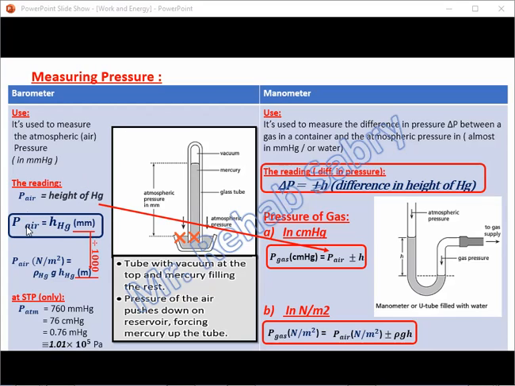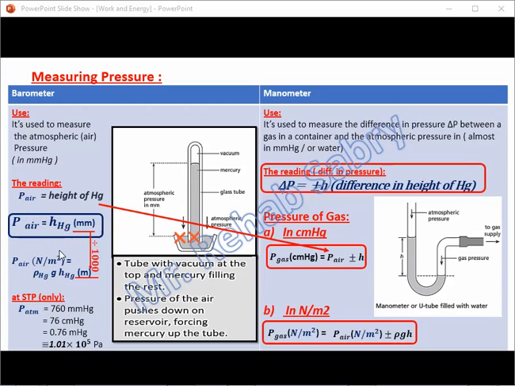So the air pressure, if I want to express it in terms of millimeter mercury, I write the length only. I write P of air equals Hg, which is mercury, meaning H, the height, which is 760 for example. 760 millimeter mercury.